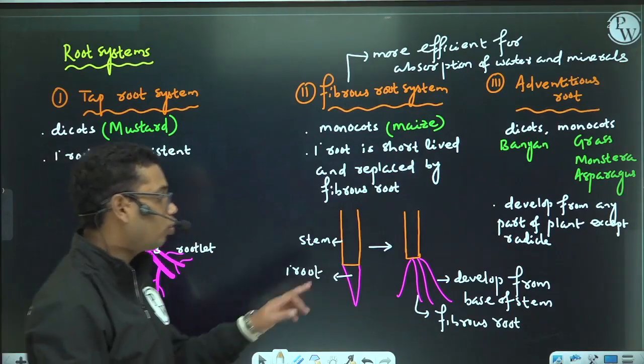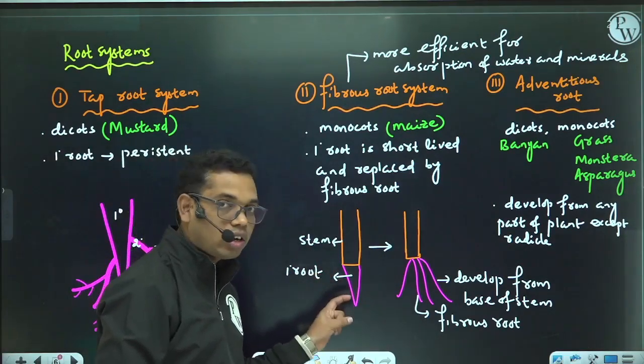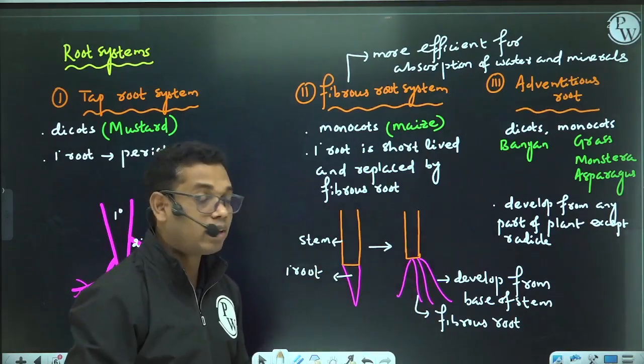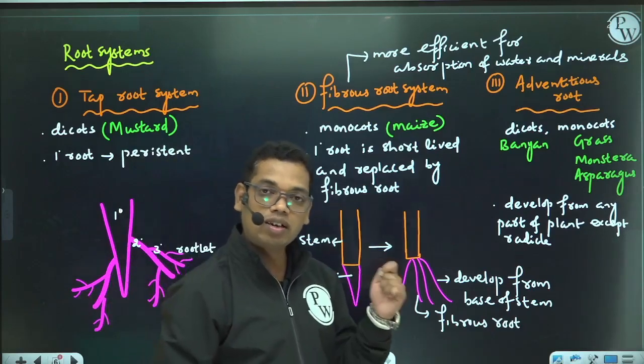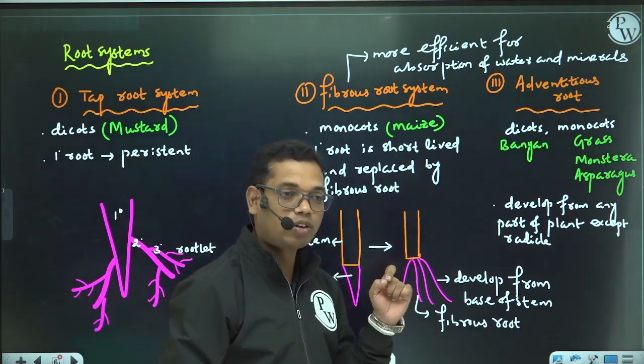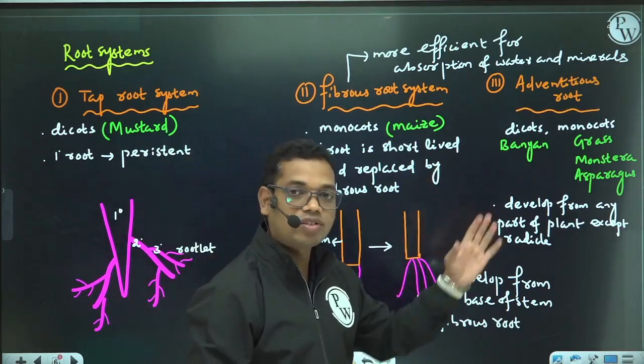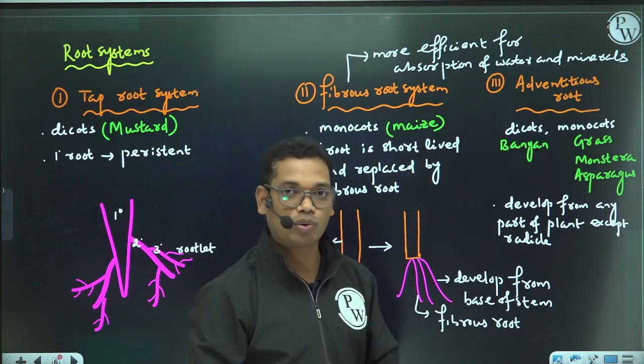And if the primary root which is formed from the radicle is short-lived and replaced by a number of fibrous roots, that will be called as fibrous root system. And any root which develops from any other part of the stem, any other part of the plant except the radicle, that is called as adventitious root system. So this was about root system.